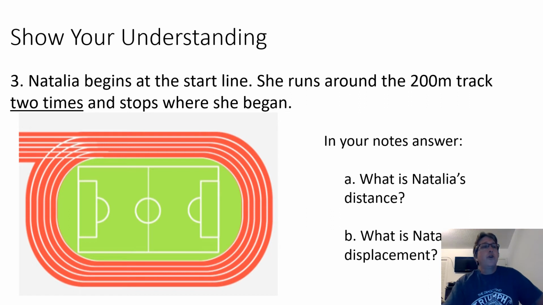Now is a chance for you to show that you understand what we're talking about. So this one's one for you to answer. Natalia begins at the start line and she runs around a 200-meter track 2 times. Okay, this means that from where she started all the way around and back to where she started is 200 meters. And she does that 2 times. But she stops exactly where she started, right on the starting line. So in your notes, the first question we want you to answer is, what's the distance Natalia runs? Then the second one, what's Natalia's displacement?